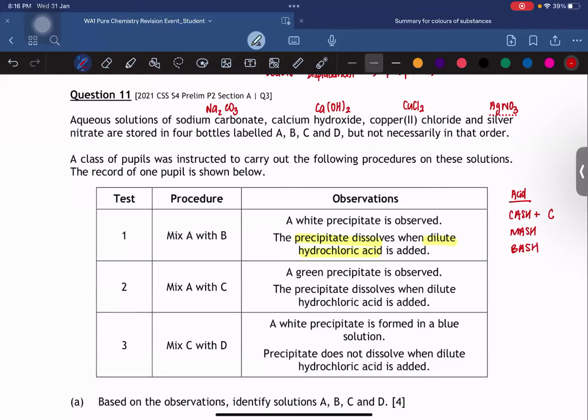Because everyone prefers extra cash. Understand? That's how you remember the equations if you cannot remember the acid equation. Okay, I repeat, your mesh, bash, cash.